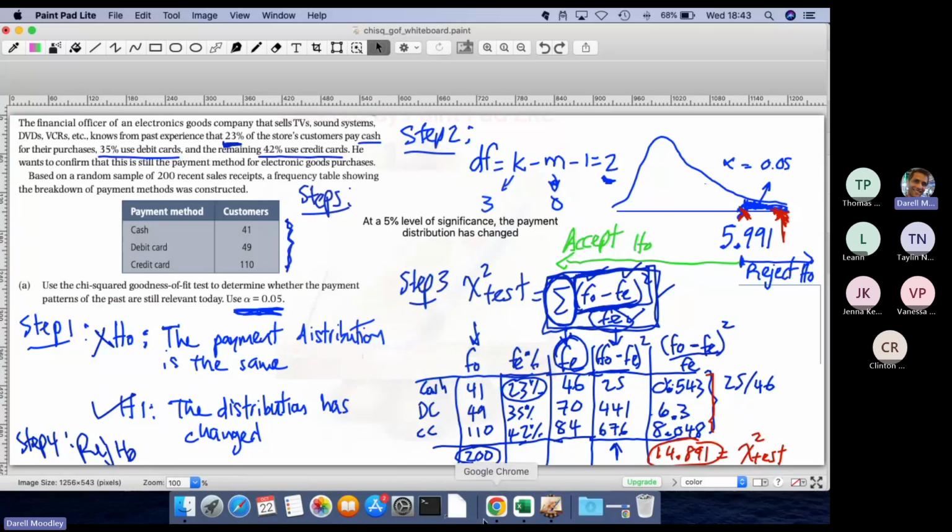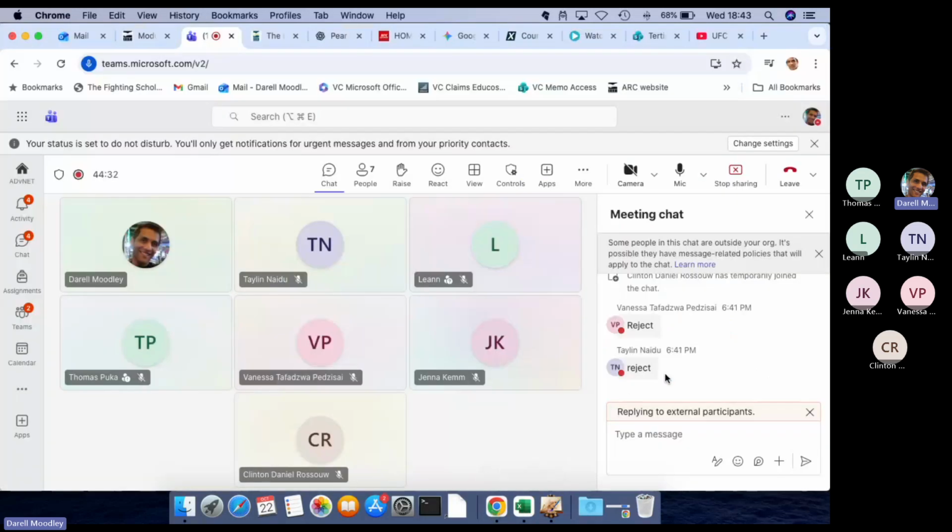Okay, does everything make sense here that I've just covered? Anything you're not sure about? That is the chi-squared goodness of fit test. I'll leave the floor open to you.